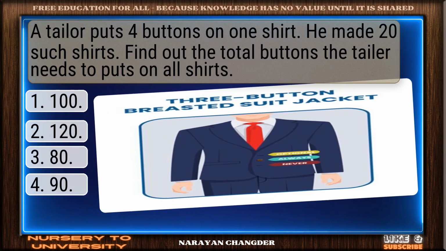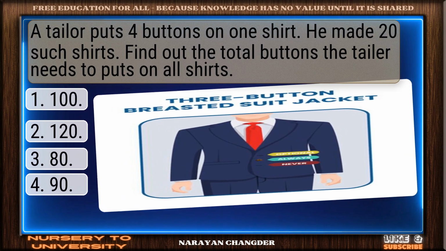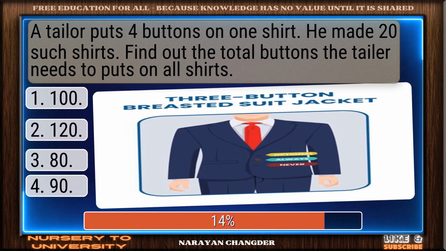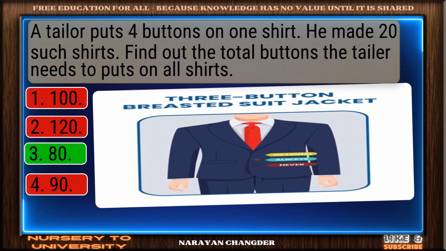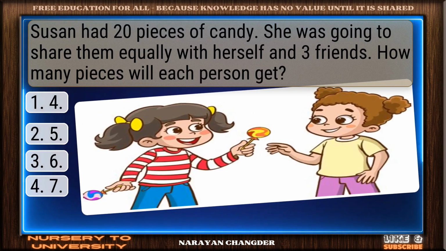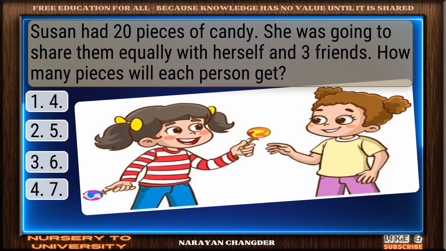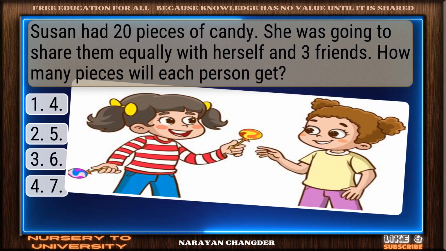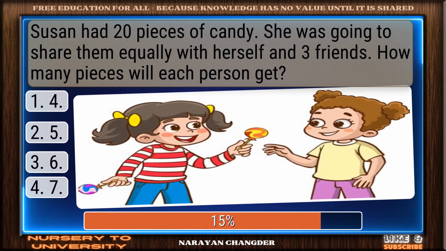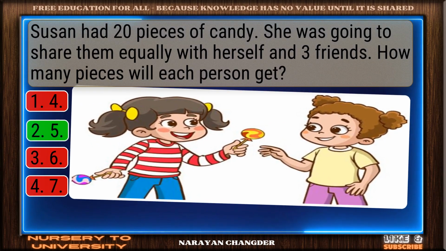A tailor puts 4 buttons on one shirt. He made 20 such shirts. Find out the total buttons the tailor needs to put on all shirts. Great thinking. 80 is the right choice. Susan had 20 pieces of candy. She was going to share them equally with herself and 3 friends. How many pieces will each person get? Well picked. 5 is the correct answer.